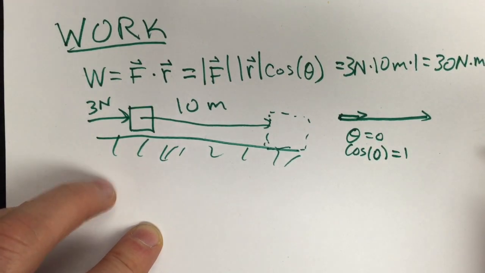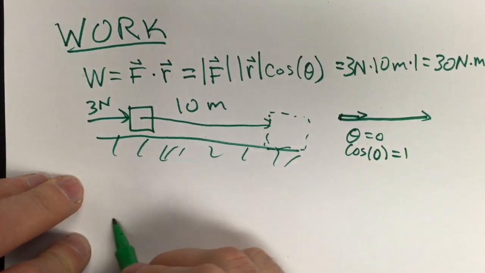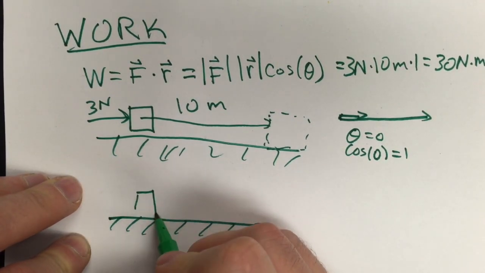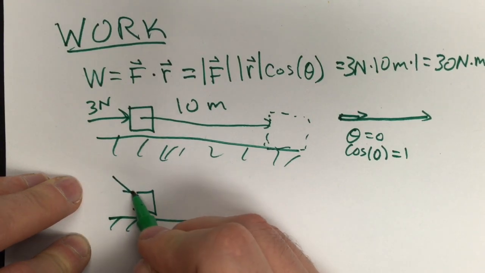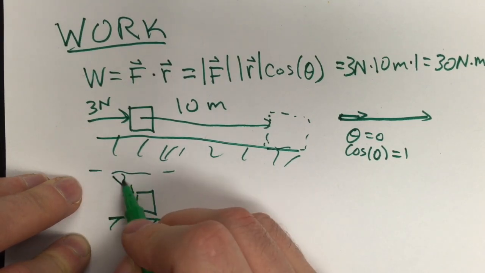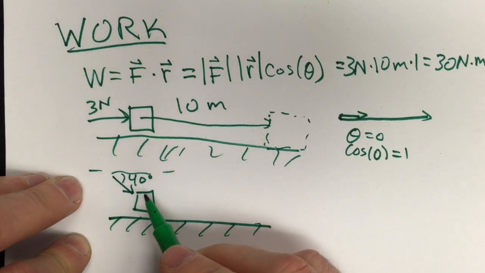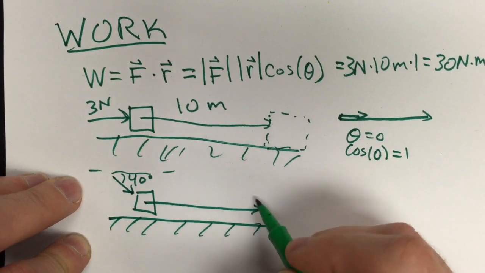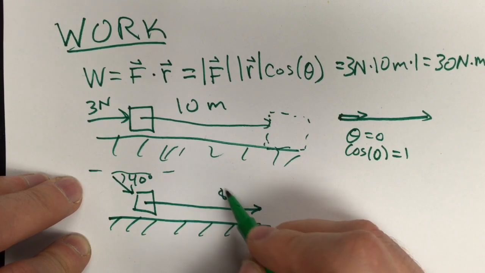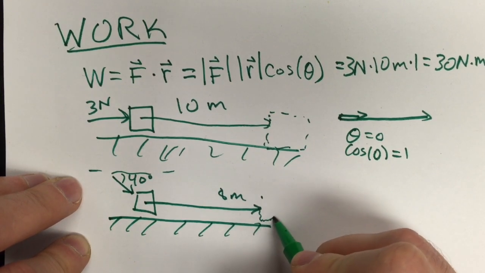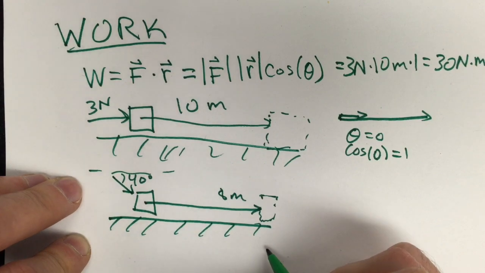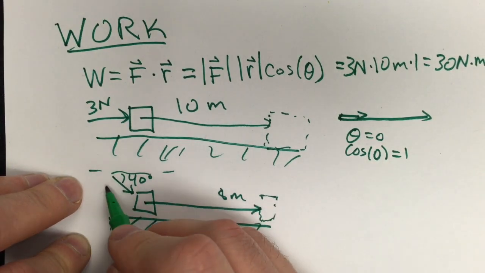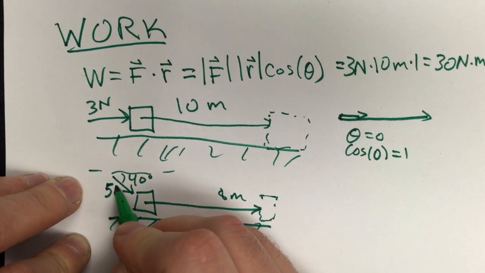Okay, so let's look at a different example. Let's say instead now you have the ground and your block, but you're pushing down at an angle of 40 degrees from the horizontal, and now you move a distance of, say, 8 meters to over here. So now what's the work? Well, and let's say that you're pushing with 5 newtons.